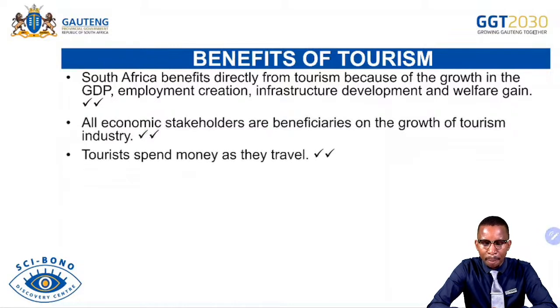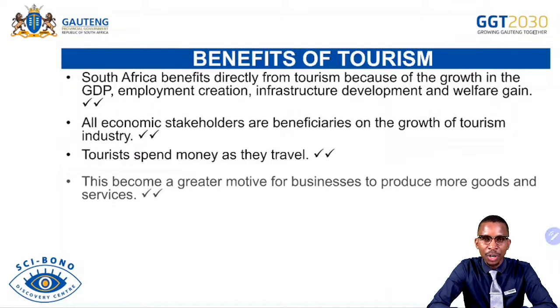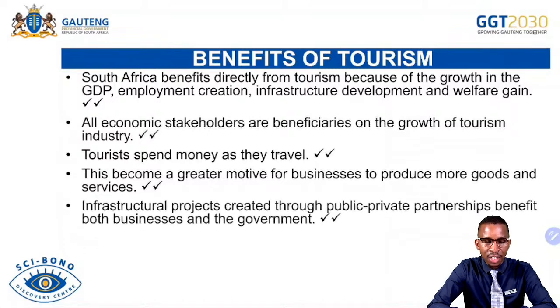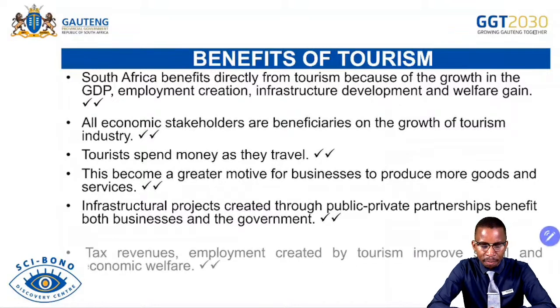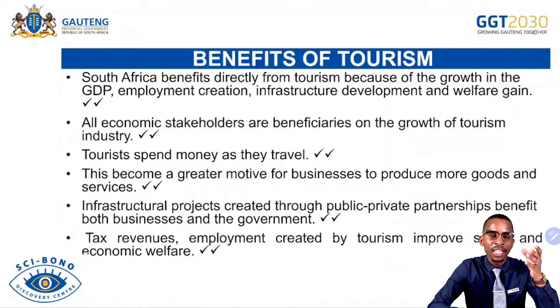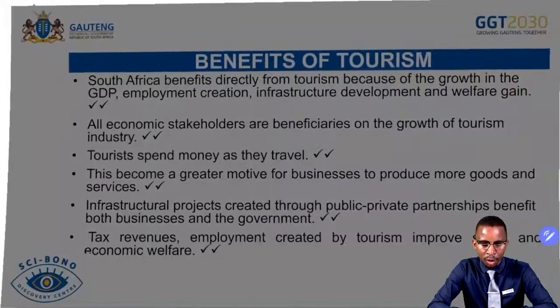Tourists spend money as they travel. This becomes a greater motive for businesses to produce even more goods and services. Infrastructure projects are created through public-private partnership, which also benefits business because they partner with the government. Tax revenues and employment created by tourism improve social and economic welfare. Remember, if ever there's an increase in tourism, there will be even more tax revenue to the government. There will be more job creation, which will be improving the welfare of the economy.